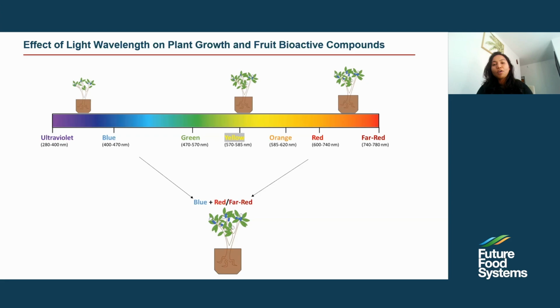The hypothesis of this study was that when the plants get exposed to these photoselective covers, the growth rate will increase in terms of plant height, and at the same time, it will enhance the fruit quality, that means bioactive compound concentrations. We also had a second intervention where we utilized a combination of blue, red, and far red light, just to understand how this combination of wavelengths impacts crops.